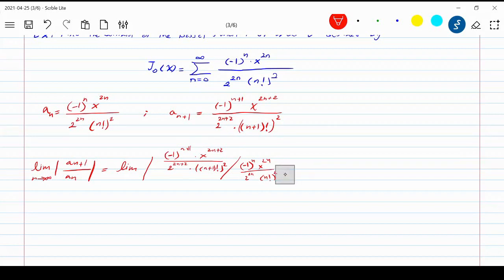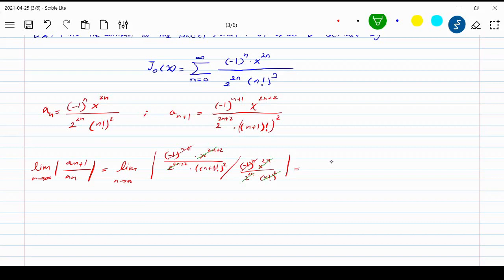If we simplify it, we can get rid of the negative 1 because of the absolute values. There is a negative left, but the absolute value of it doesn't make any difference, so the absolute value gets rid of the negative for us. You can cancel out the x to the power 2n and the 2 to the power 2n. There is still 2 to the power 2 and x to the power 2 left. You can factor out n factorial, and what is left is just n plus 1 times n plus 1.